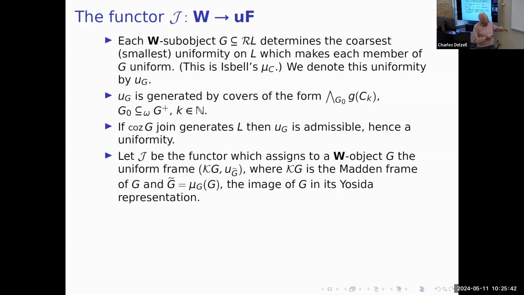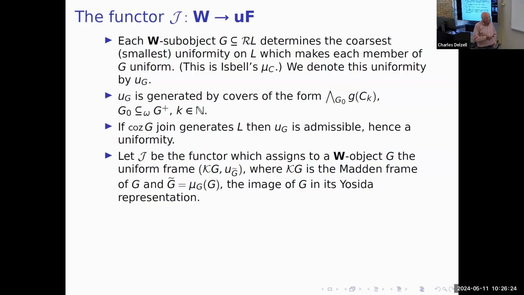Whenever I have a subobject G of R of L, there is associated with it that uniformity which is weakest with respect to making those elements of R of L uniform. This is Isbell's mu sub C, right? I'm going to call that U sub G. What are the covers? Well, the base covers are all G of C_k for some G in cap G and some C_k of the form I described on the previous slide. And so these are the covers which can be defined by a finite meet of those guys. Anyway, that's the description of what I'm calling U sub G. It's the uniformity generated by G.